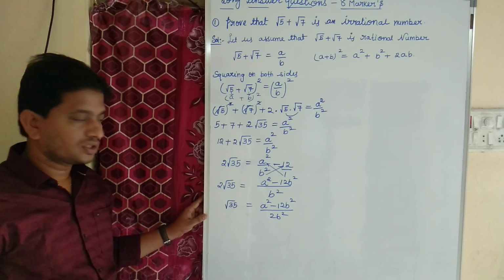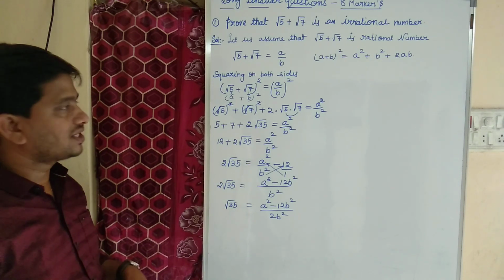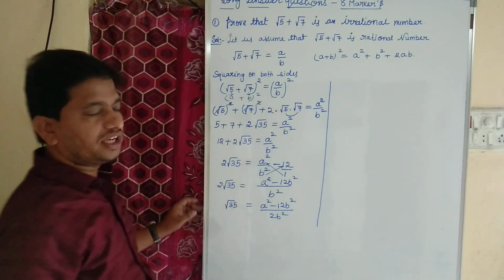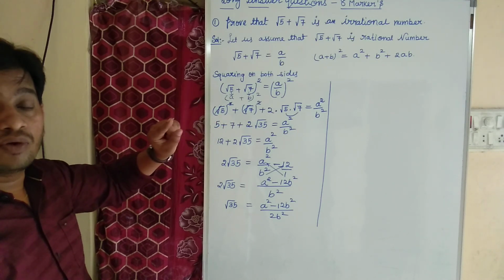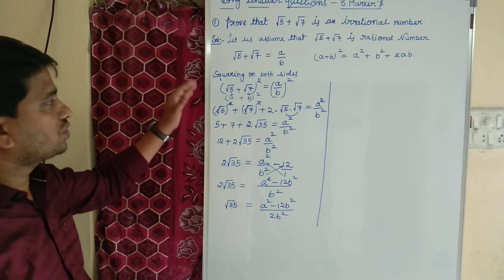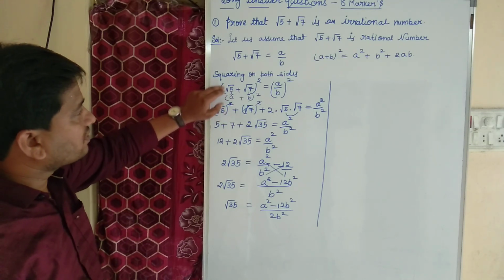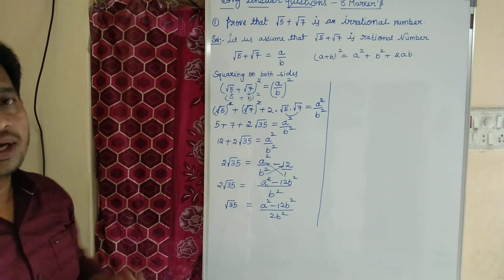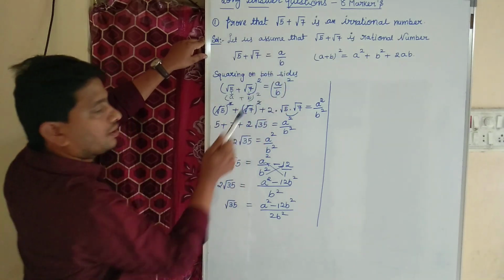Okay children, till here you understood? Once again, let me do it. Each and every step carries one mark, because this question carries 8 marks. Actually, let us assume that root 5 plus root 7 is a rational number. Rational means root 5 plus root 7 equals a by b.